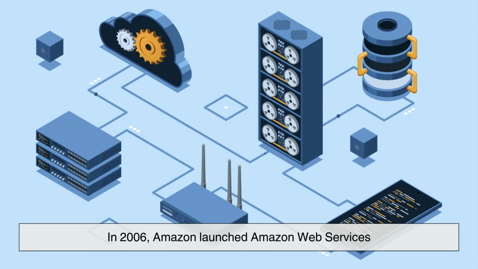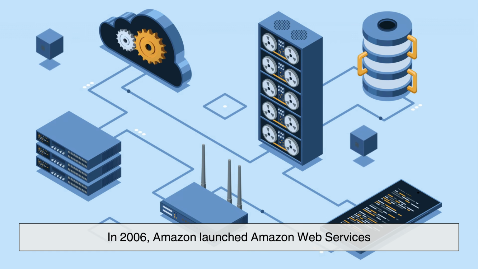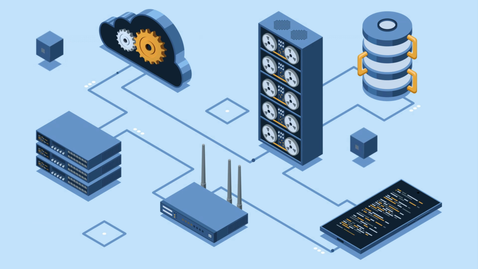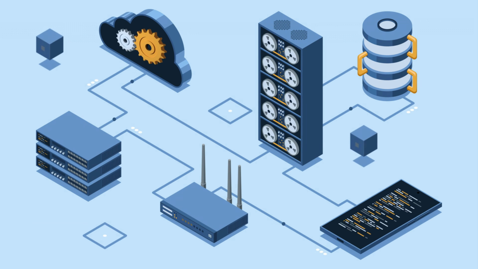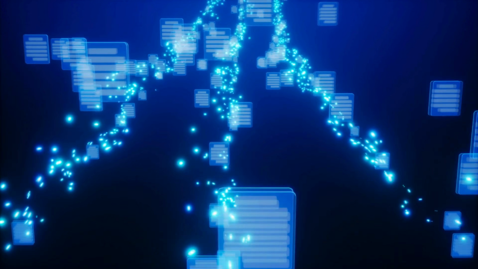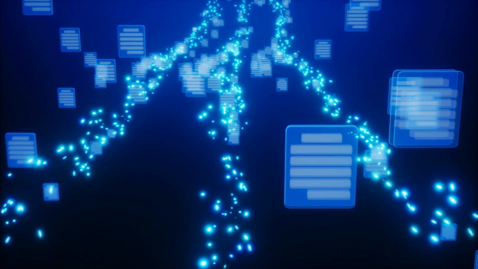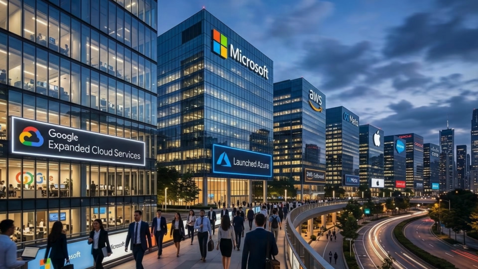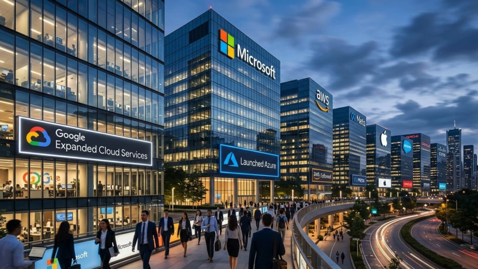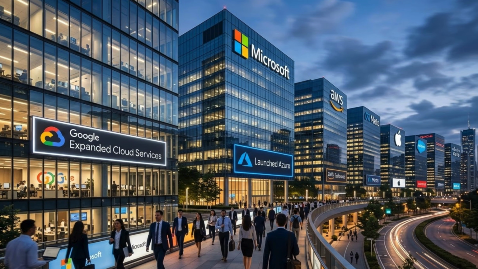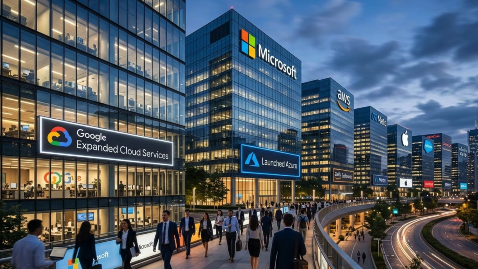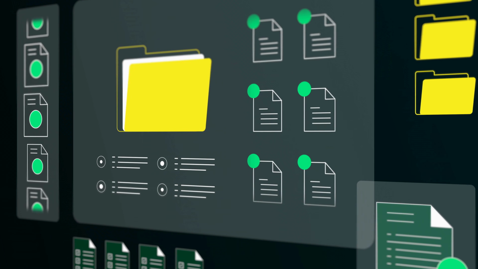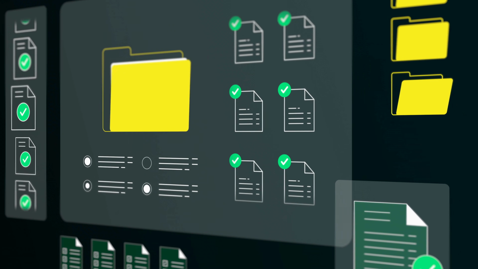In 2006, Amazon launched Amazon Web Services, one of the first large-scale platforms offering cloud computing infrastructure to the public. The idea was revolutionary. Businesses could rent virtual servers instead of purchasing expensive hardware. Soon after, other tech giants followed. Google expanded its cloud services, Microsoft launched Azure, and companies like Dropbox popularized cloud storage for everyday users.